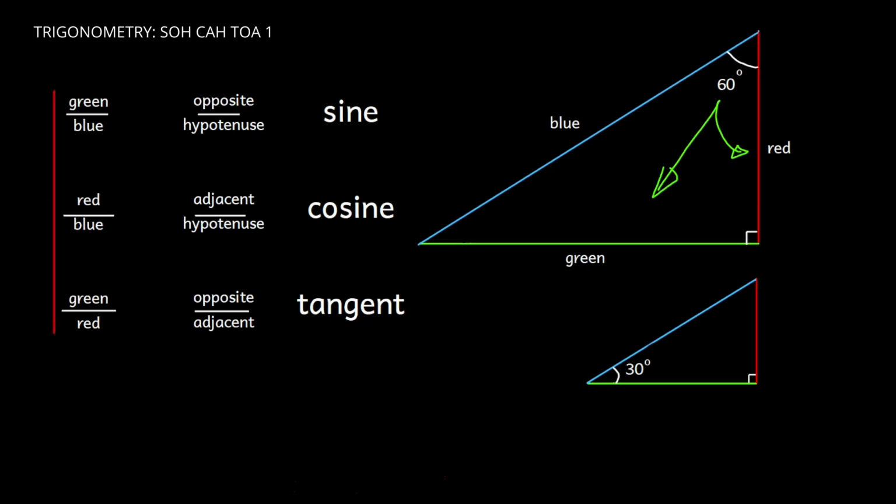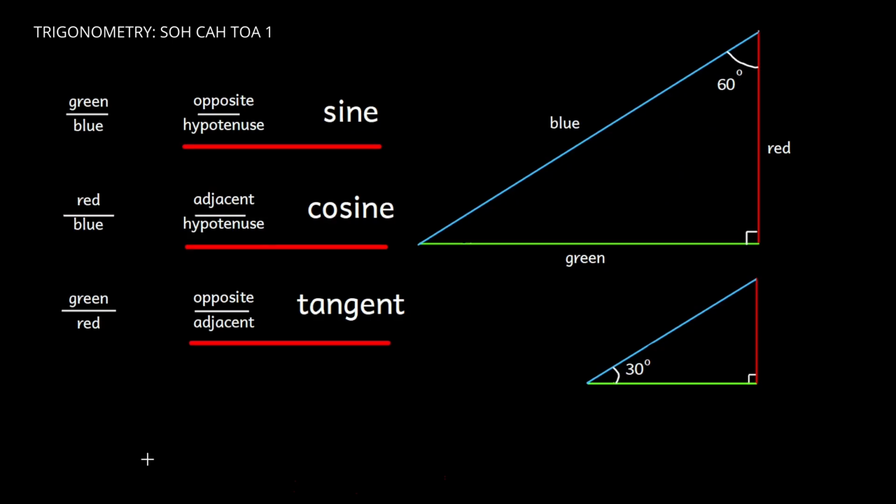And I've changed round the ratios of our reds and greens and blues here, such that sine is now the opposite green divided by the hypotenuse blue, cosine the red divided by the blue, and tangent the green divided by the red. And it's because the opposites and adjacents, because we're looking from a different point, have effectively swapped over.